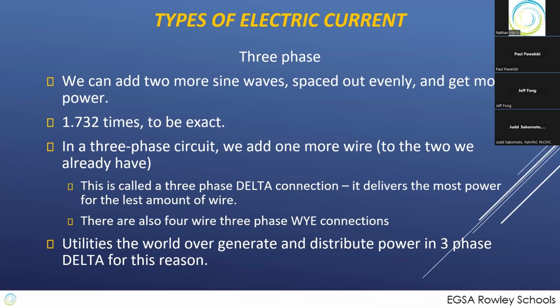Now, there are also 4-wire 3-phase connections called Y, and they are definitely important, especially in ground-based applications. And we will get into some of that and why you'd be using that throughout this course. The thing is, most everywhere you go, what you're going to start with is the utilities coming in on a 3-phase delta connection, because it's the cheapest way for them to get the max amount of power to you.